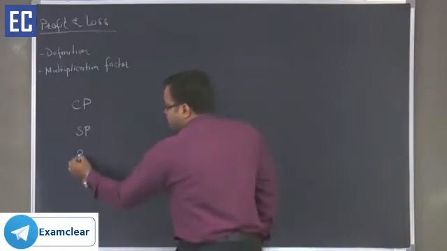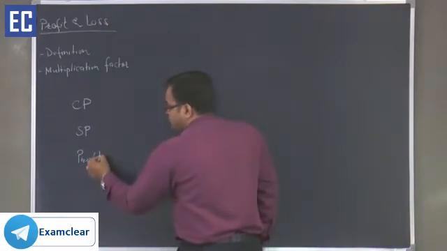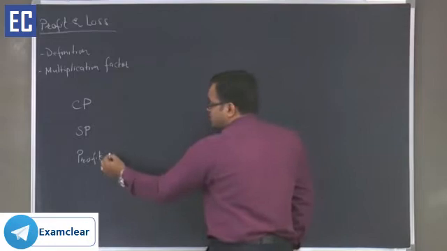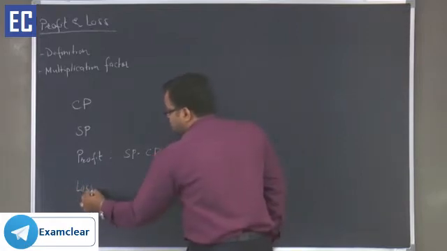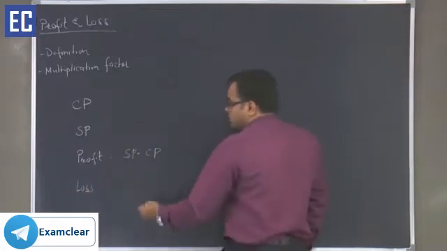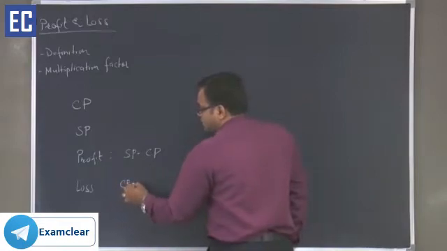There is a profit when the selling price is greater than the cost price, and profit is SP minus CP. There is a loss when the CP is more than the SP. Loss would be CP minus SP.